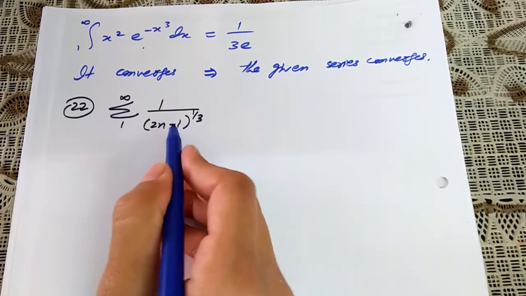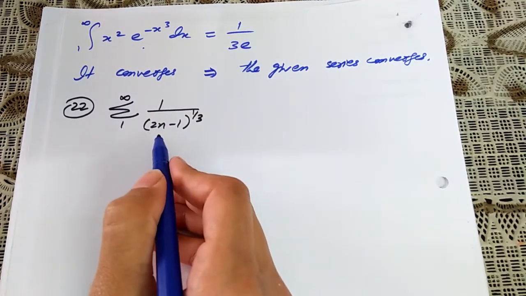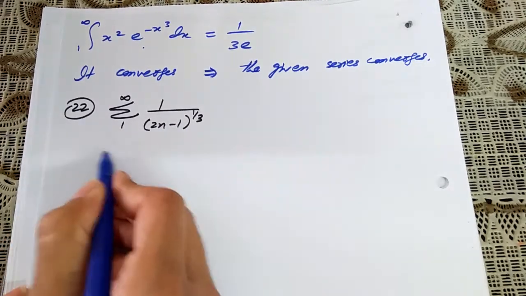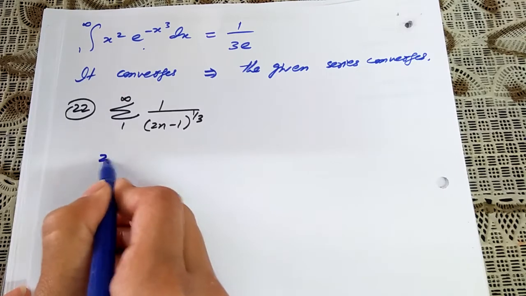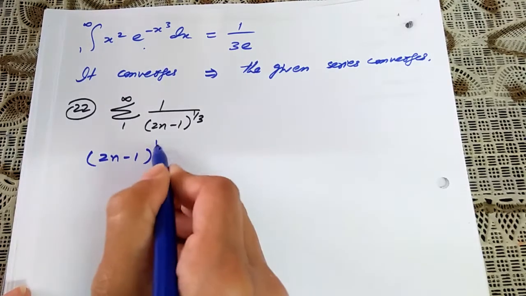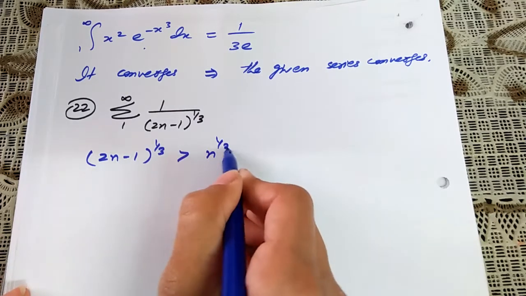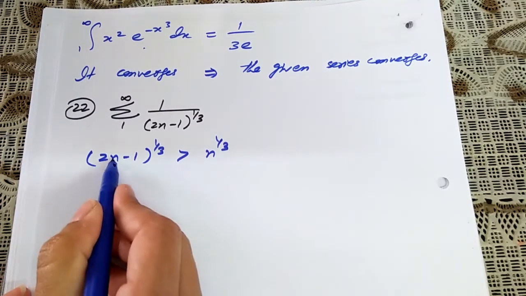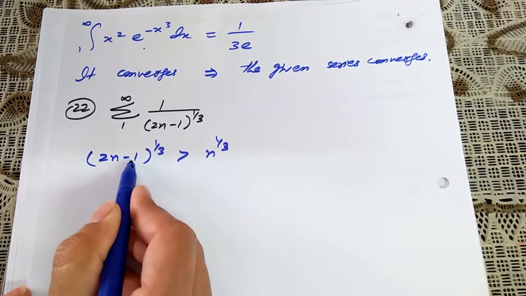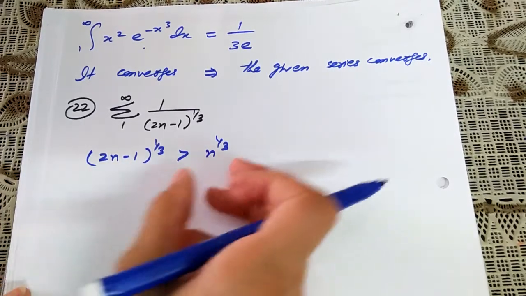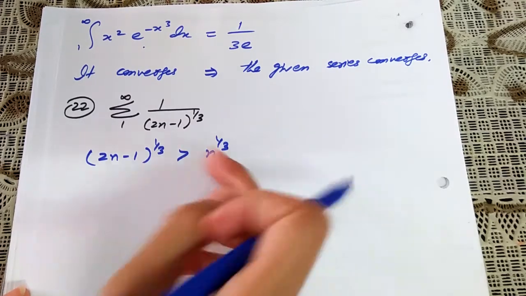Now I need to take some bn from here. We know very well that (2n minus 1) raised to power 1 over 3 will be greater than n raised to power 1 over 3. Because here the 2 is multiplied with it, and then after subtraction you have the power 1 over 3. So this term will be greater than n raised to power 1 over 3.